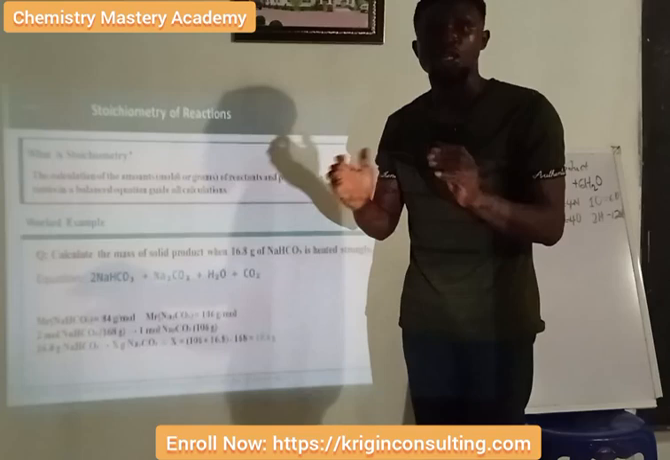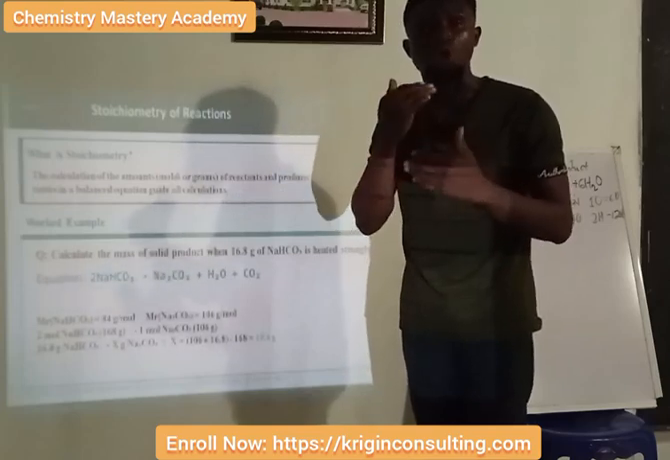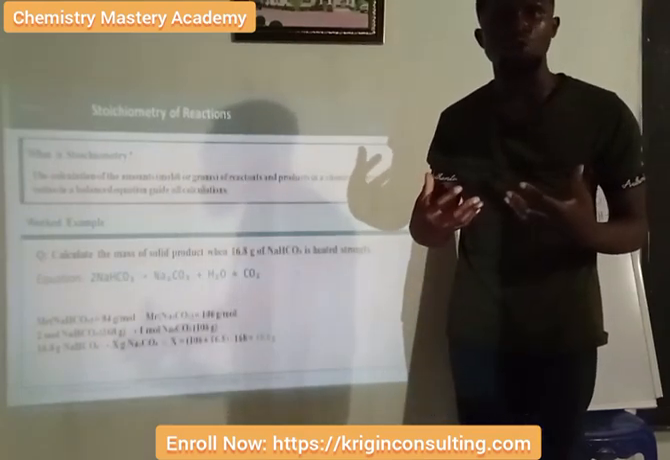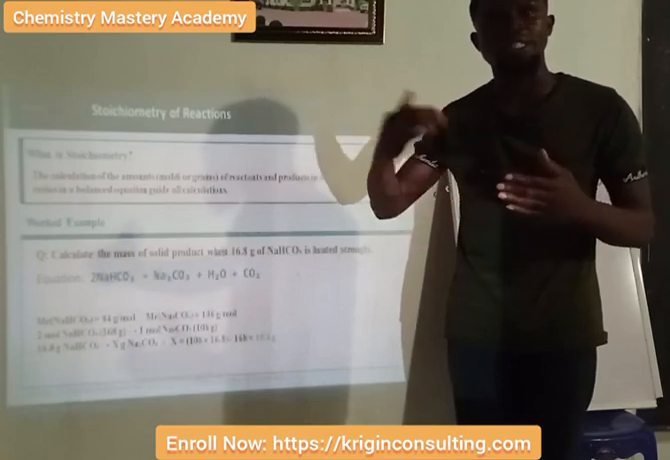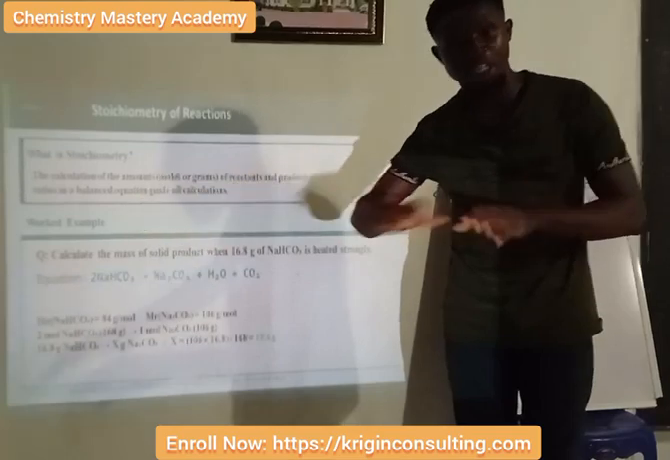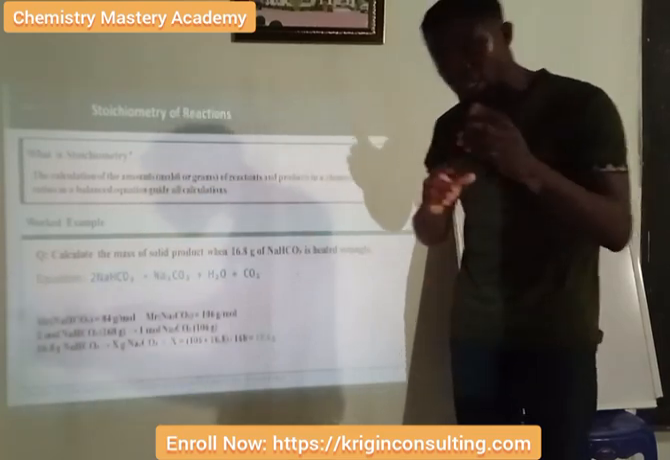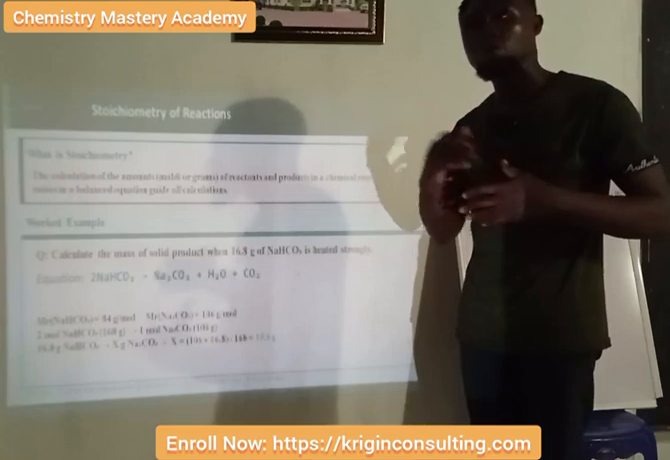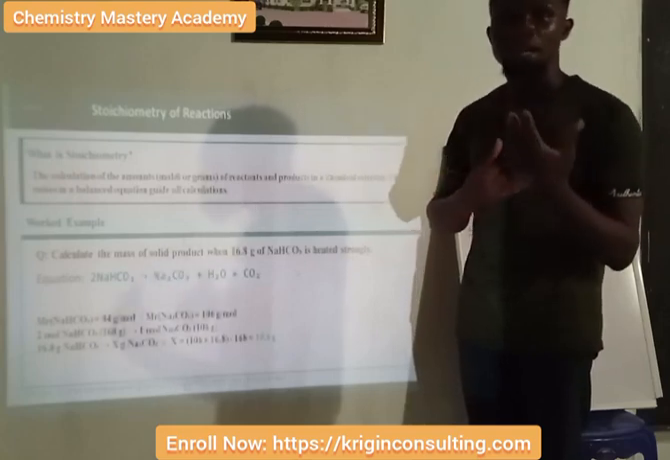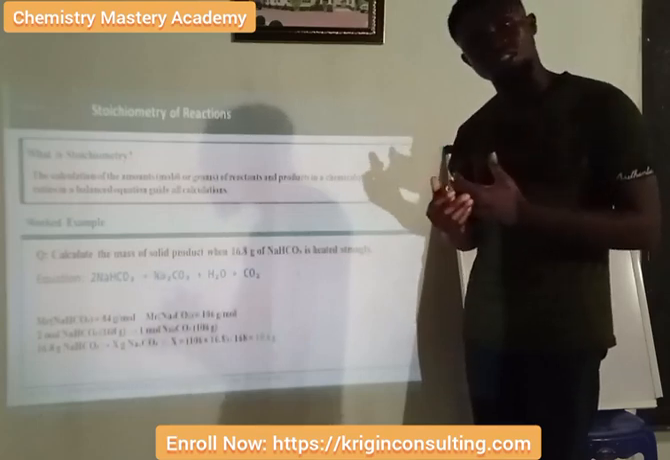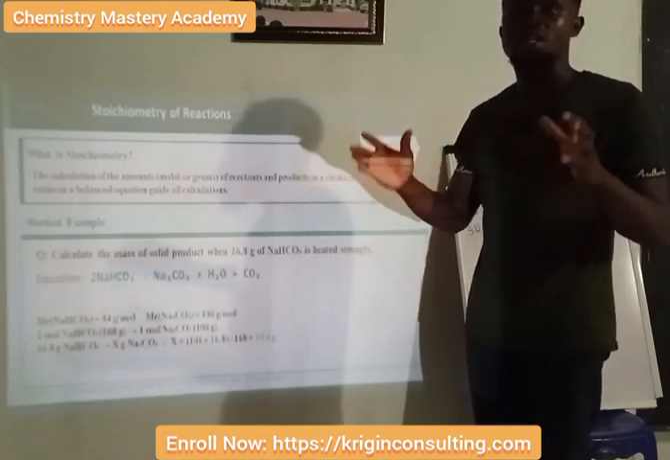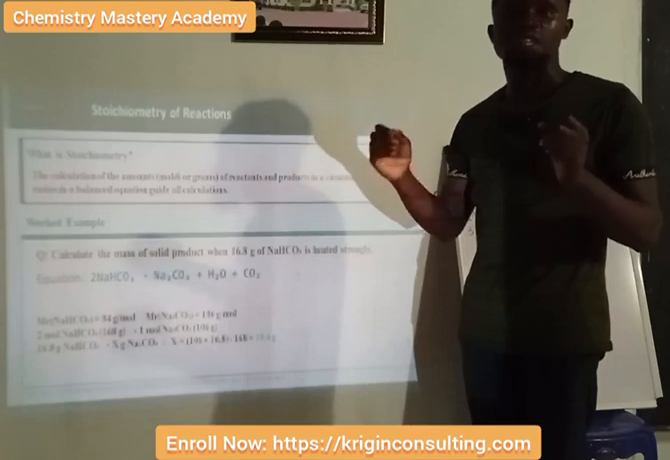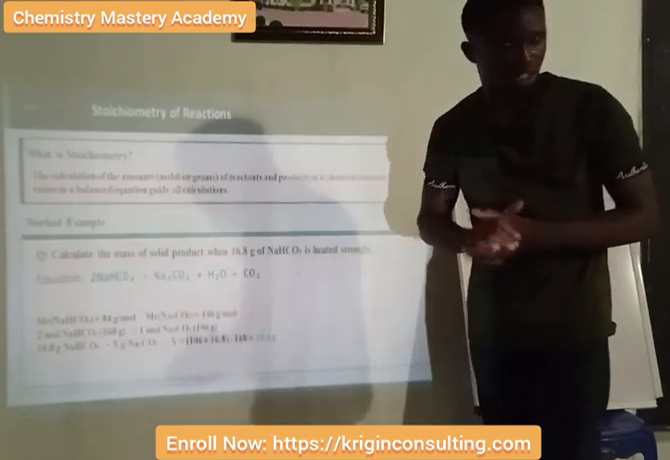So stoichiometry is basically the study of how much of a substance will need to be reacted to form a desired product. That's what stoichiometry is all about. So it means that in stoichiometry of reactions, we are basically going to be calculating different amounts of different substances. So this part of chemistry is calculation inclined. Now let's get to the business of the day.